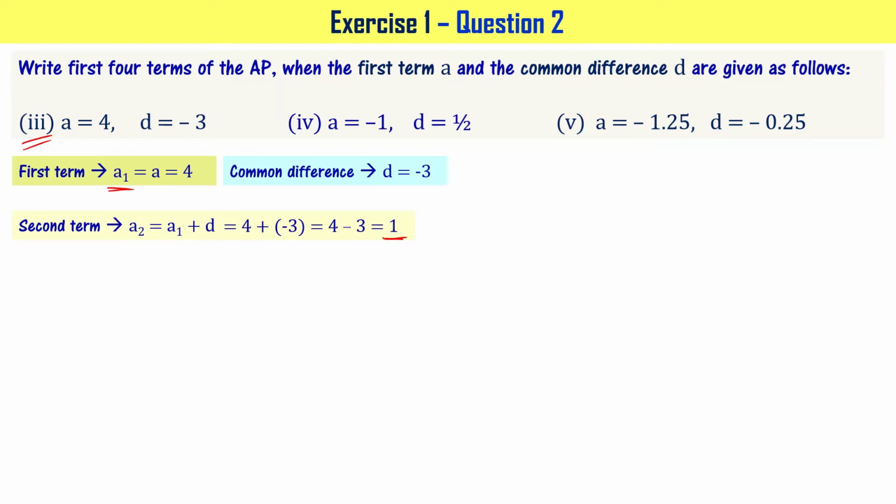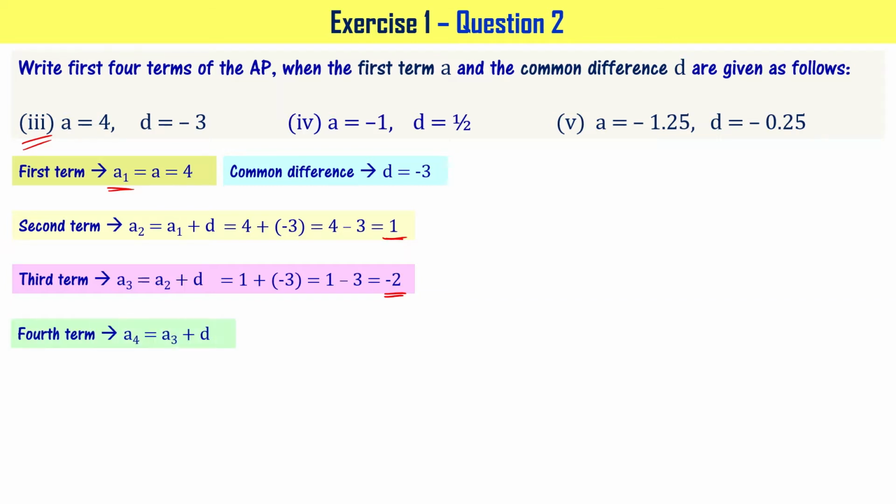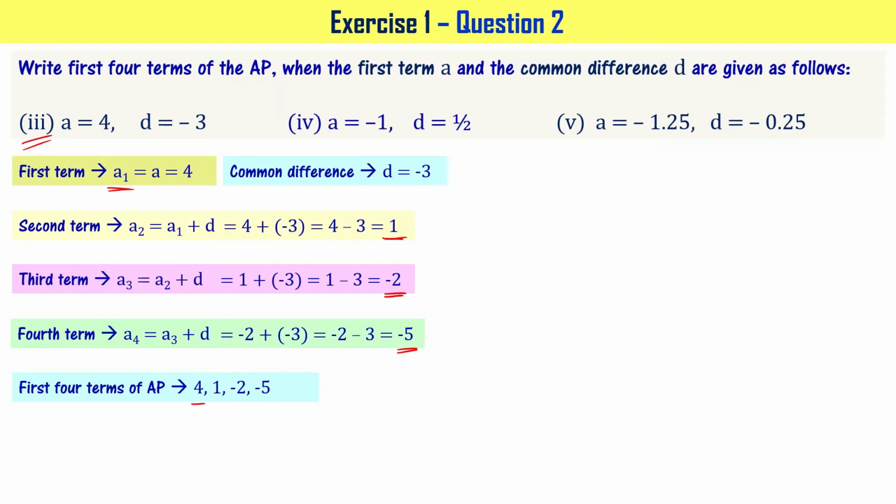The third term is going to be A3 equal to A2 plus D. So it is going to be 1 plus minus 3, that is minus 2. Got it? Now the fourth term is going to be A4 equal to A3 plus D, that is minus 2 plus minus 3, that is equal to minus 5. Got it? Now let's write the answer. The first 4 terms of the given arithmetic progression are 4, 1, minus 2, minus 5. Got it? Now let's look at the next part of the problem.